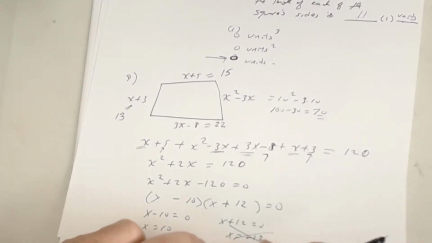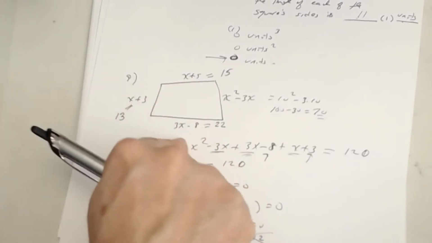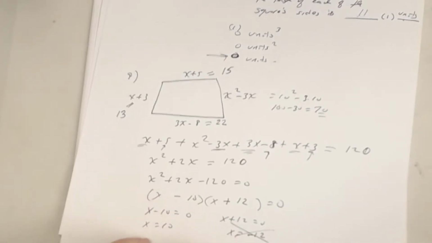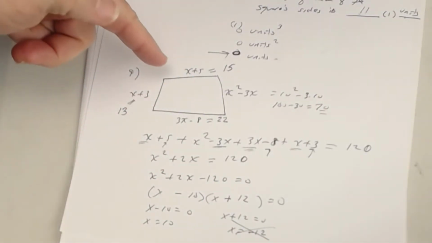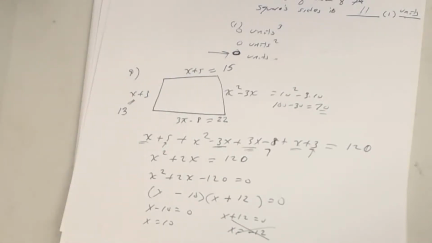Make sure you understand why we can't use negative 12, because if I plug in negative 12 into any of these, I get a negative side length. So I have to use 10 instead. Now remember, on the previous worksheet where it was just solving a quadratic equation, those would be your solutions. But negative 12 we can't use because in the context of this, you can't have negative length. All right, so that's number 9.